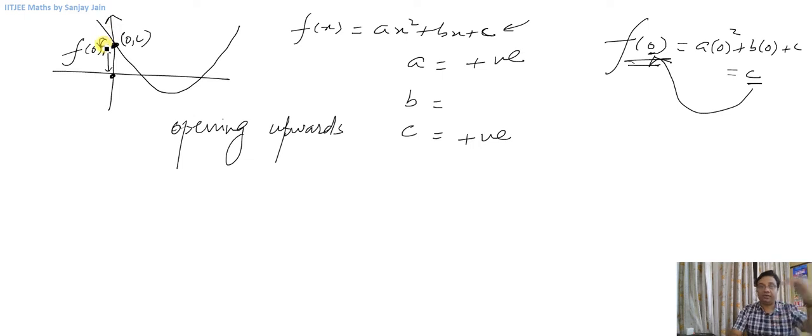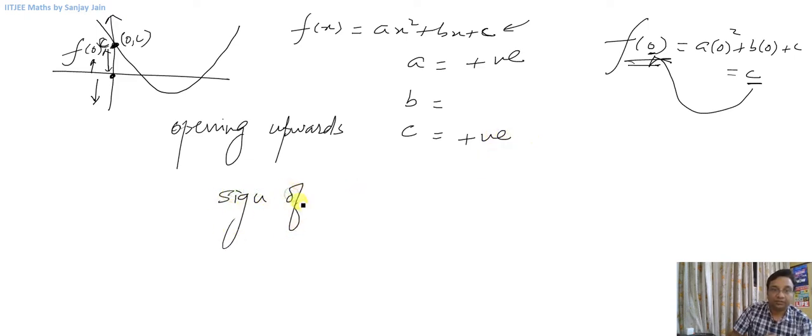If it is cutting above the x-axis, then you can directly say that c is positive. If it is cutting below the x-axis, then you can directly say that c is negative, right? I will consider those cases also. But for the sign of b, you need to consider this. This is the minimum value of this graph, and this minimum value will be at x equal to minus b by 2a. So this value of x here is minus b by 2a.